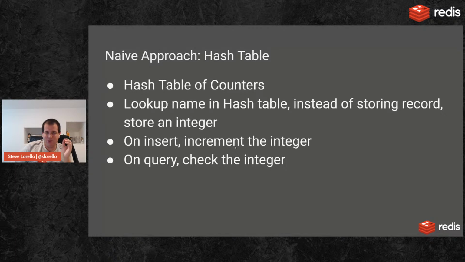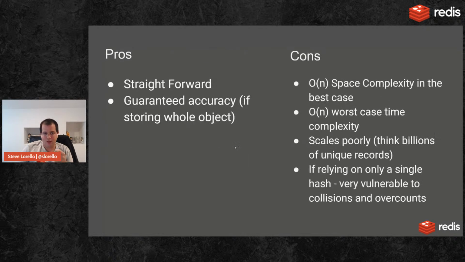So a naive approach to handling this might be to use a hash table. You have a hash table of counters and you look up the name, the actual key in the hash table, and instead of storing the record there, you store just an integer. On insert, you increment that integer, and when you query it, you can check the integer. So the pro of this is that it's really straightforward and you have guaranteed accuracy. The con of it is that your space complexity is order n in the best case. And in the worst case, it's order n time complexity. And it scales really quite poorly. Think having billions of unique records. And if you're relying on only a single hash, you're very vulnerable to collisions and overcounts.